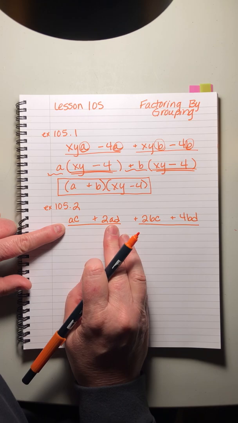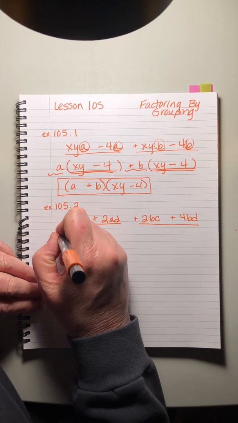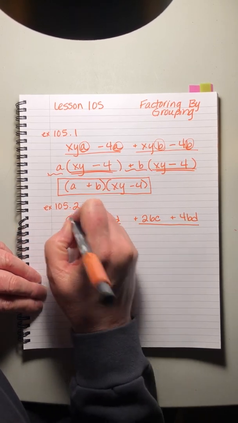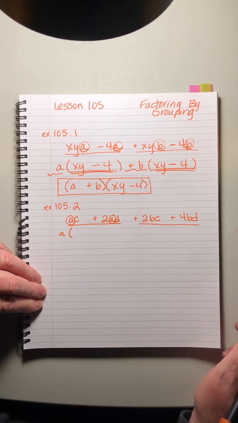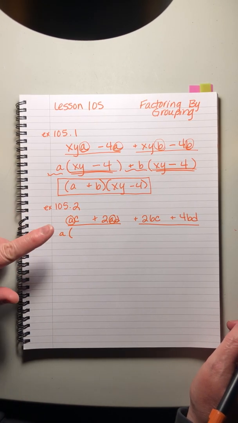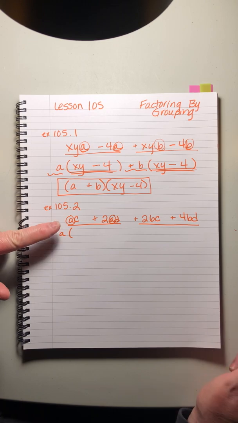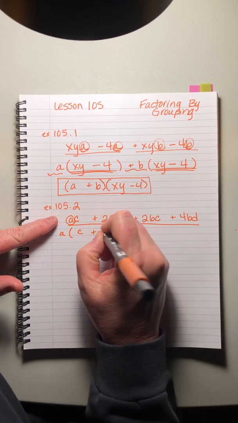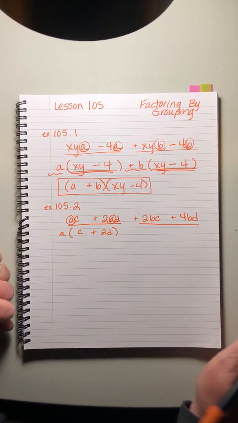What can I factor out of these first two terms? Just an A. And I'm left with, it really helps students who are just learning to circle the letter that you're factoring out, because then it's really easy to see what's left, right? C plus 2D.